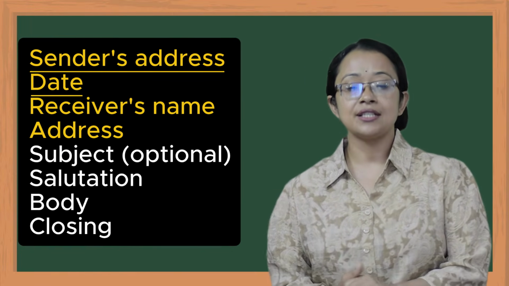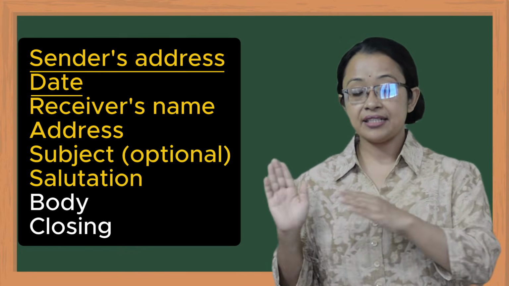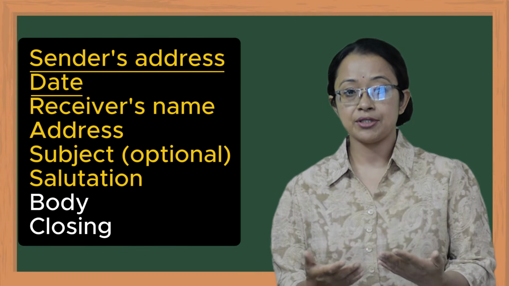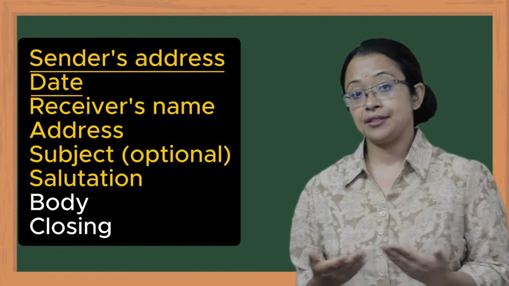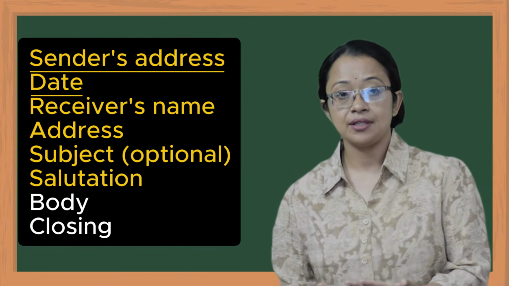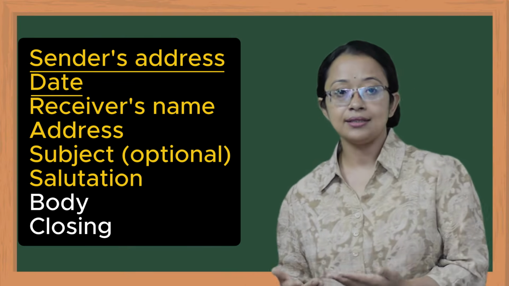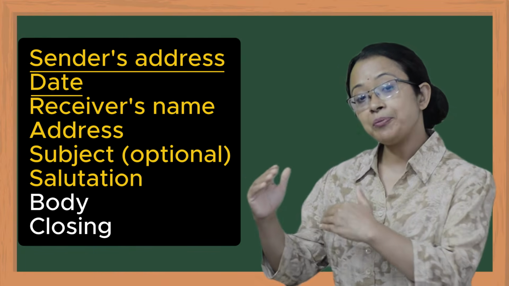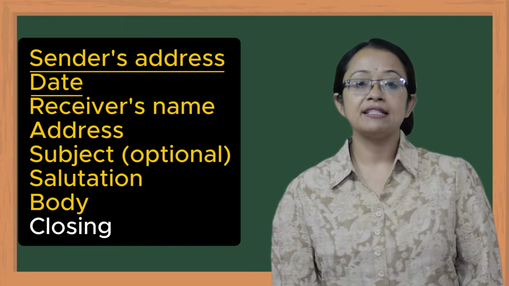Here, receiver's address is only needed in formal writing. Then the salutation part. Here salutations means how do you address the person who is getting this invitation letter. So you can write dear sir, dear ma'am, respected sir, respected ma'am, dear uncle, dear aunt, or anything. Your relationship decides what will be the salutations here. And then the most important part is body.